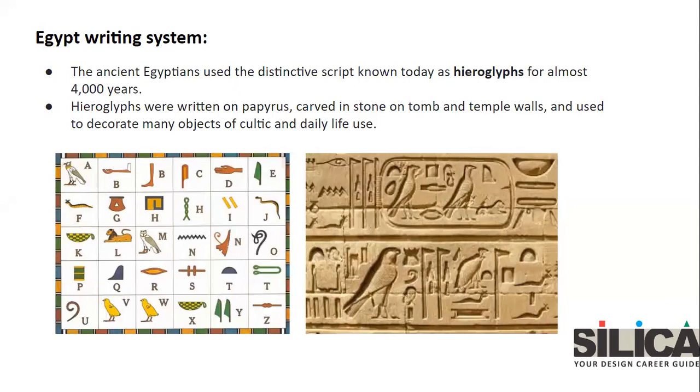Egypt's writing system. The ancient Egyptians used the distinctive script known today as hieroglyphs for around 4000 years. Hieroglyphs were written on papyrus, carved in stone or on tomb and temple walls, and used to decorate many objects of cultic and daily life use.